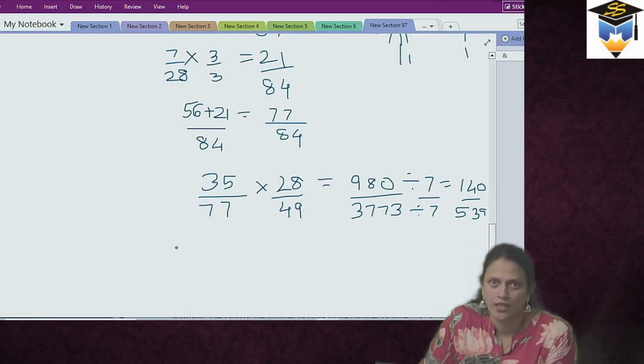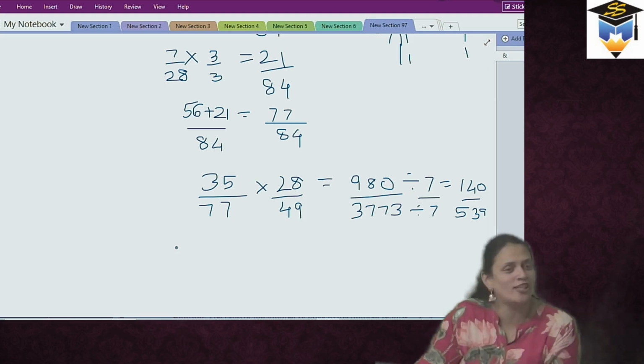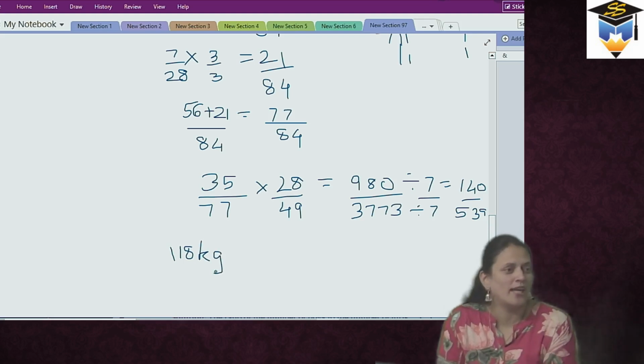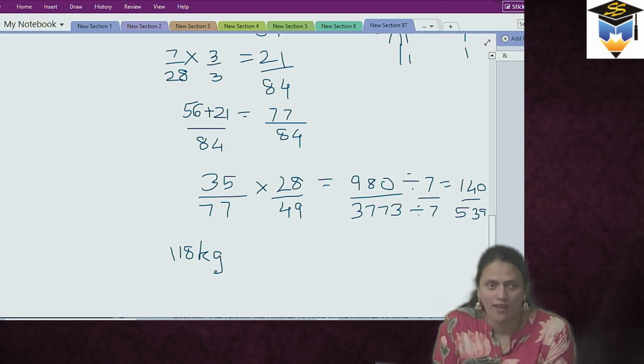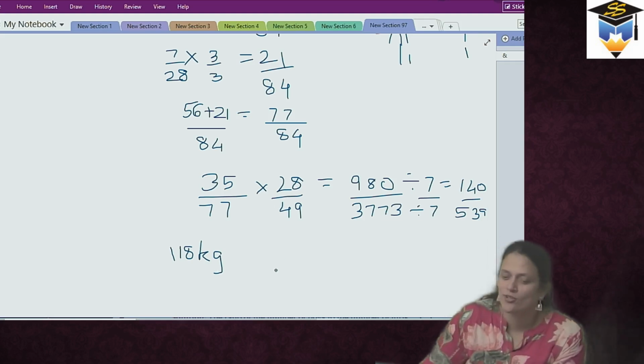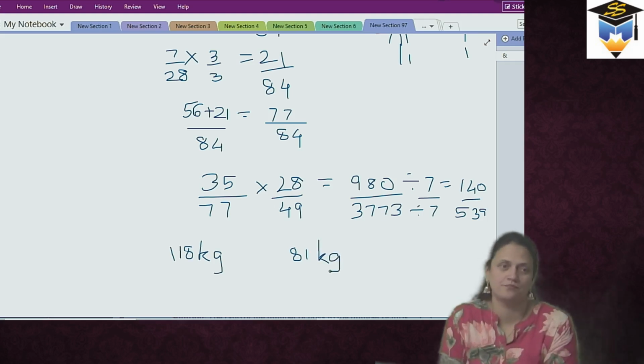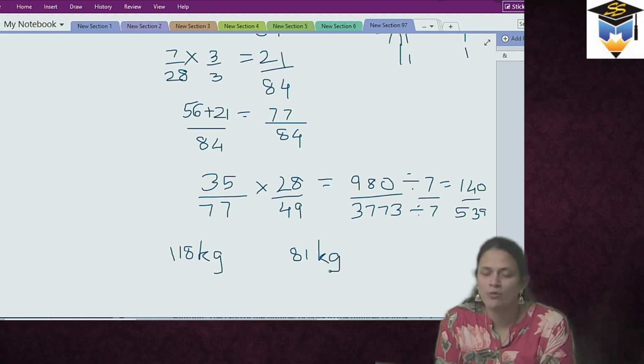Let's say in a sack of rice. Okay? Initially 118 kgs were there. हाँ, अब क्या हुआ है? 118 kgs तो थे, पर those have reduced. Why? Because of lot of rats in the storehouse. ठीक है? So let us say it has decreased to 81. So initially quantity was 118. Now it has become 81.